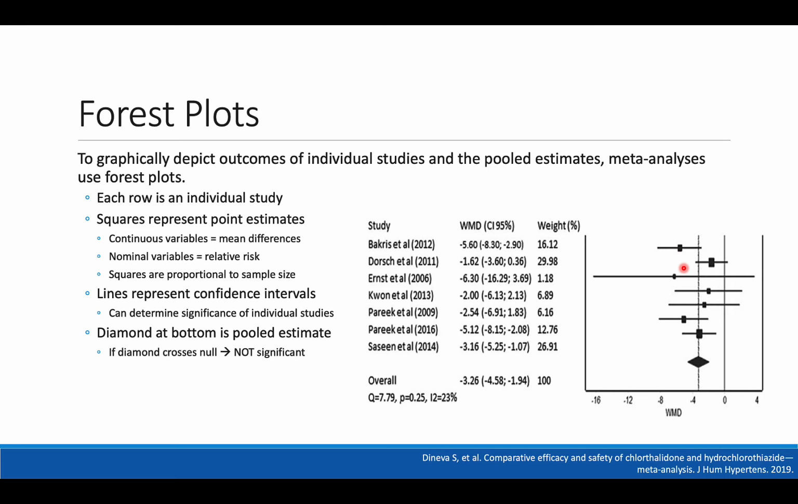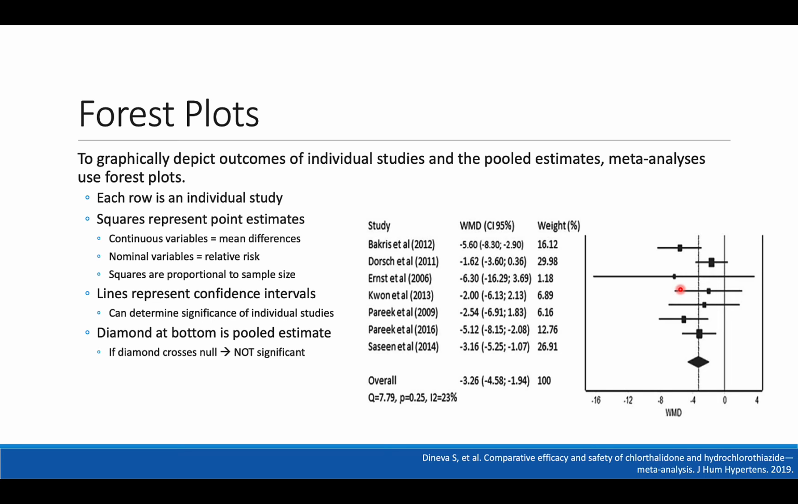And each square represents a point estimate of that individual study. So for continuous variables, remember, we're talking about mean differences. But if this was a nominal study, this is where the relative risk would be. The size of the square is proportional to the sample size of the study. So you can see this down here in this study, the square is quite a bit larger, which means that it has a larger sample size compared to, let's say, this study here by Ernst et al., where the square is very small.